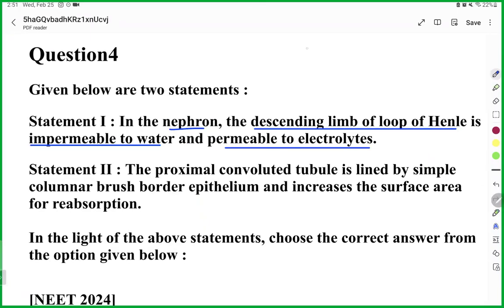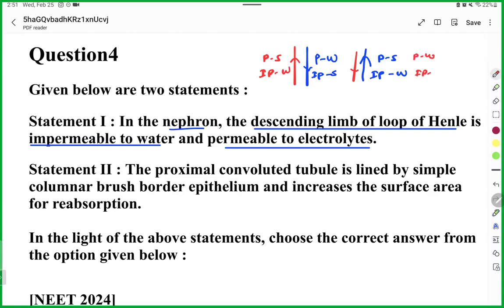Yes, because it is opposite. We just need to know the descending limb of the loop of Henle is permeable to water, then for salt it becomes impermeable. Ascending limb is opposite to this: permeable to salt, impermeable to water. If you take vasa recta, again opposite. Same here, it will be permeable to water, impermeable to salt. Just focus on this: permeable to water, descending limb of the loop. Everything else is opposite.